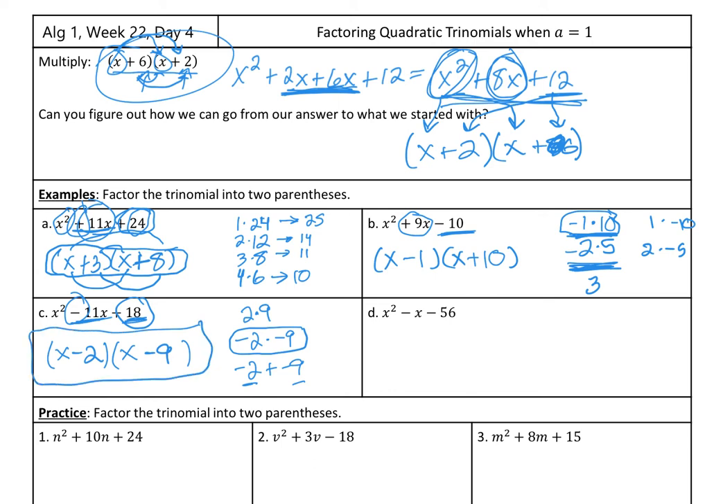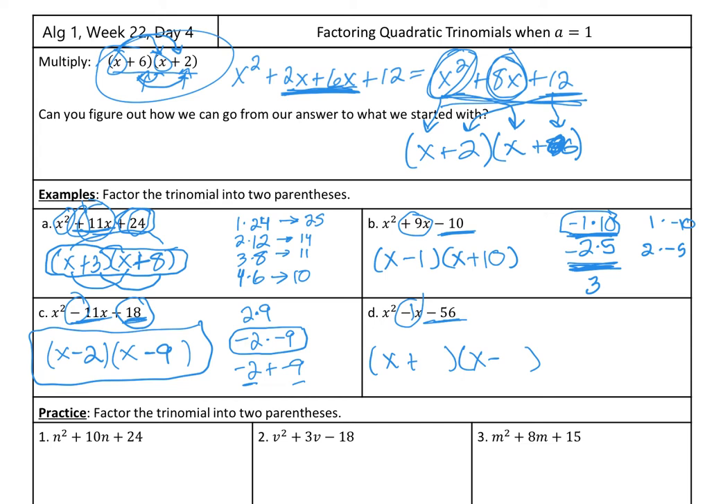The last situation with the negative that can happen here is similar to what happened on B. So if this is negative, I'm going to need one of my two parentheses to have a negative. You could even start by saying, okay, I know one of them needs to be negative, so I'm going to have a plus in one and a minus in the other. Now let's think, what multiplies to get negative 56 that will add to get me negative 1? That might seem impossible, but since one of them can be negative, it's really like we're subtracting the factors to get negative 1.